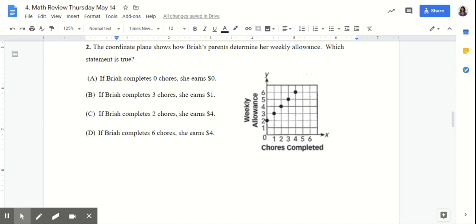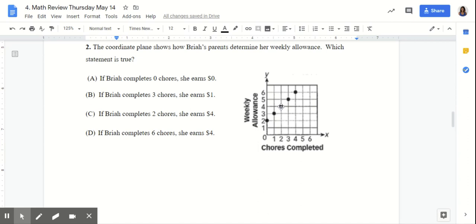So B is incorrect. C, if Bria completes 2 chores, she earns $4. So let's go to 2. So 2 chores on the x-axis. Let's see where it meets up for 4. All right, we have a plotted point right here. So it seems as though when she does 2 chores, she earns $4.